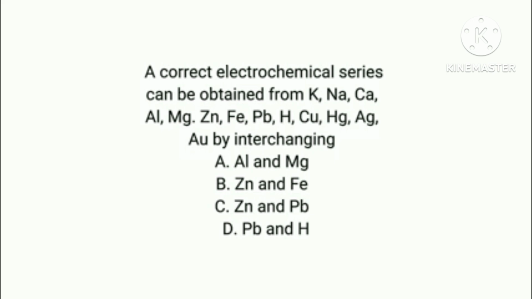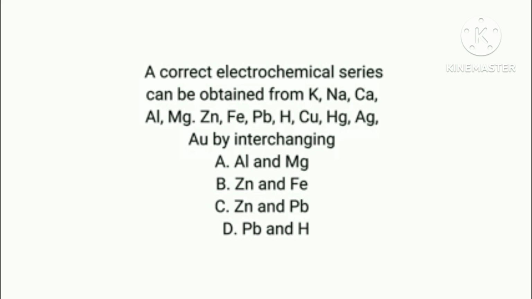lead and hydrogen. Now to solve this question, I need to understand that the above mentioned elements are what we refer to as the electrochemical series, and here we're looking at the electrochemical series for the metals. The electrochemical series, also known as the activity series, is an arrangement of the elements in order of their reactivity, right? How strong they are.